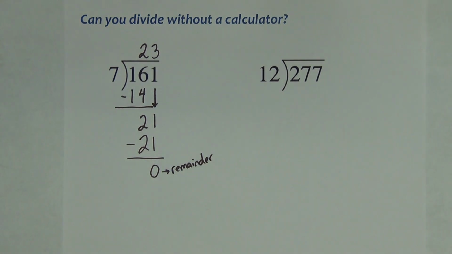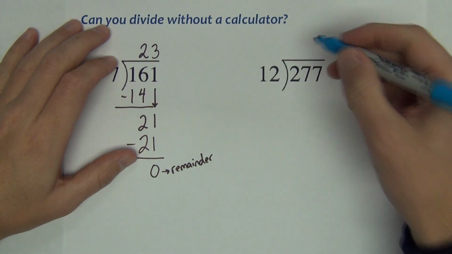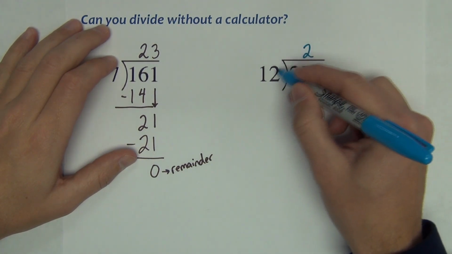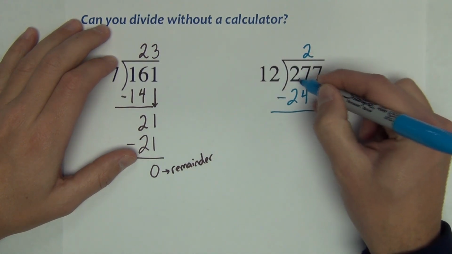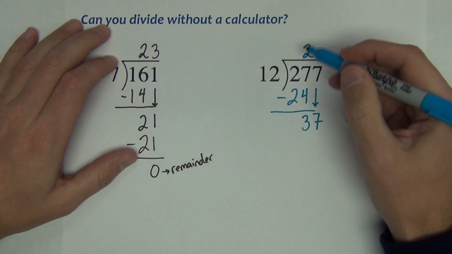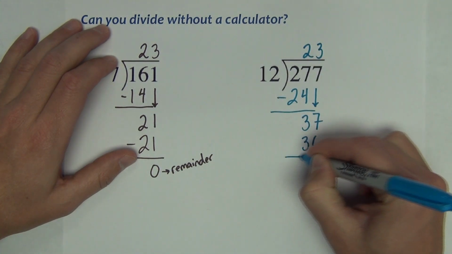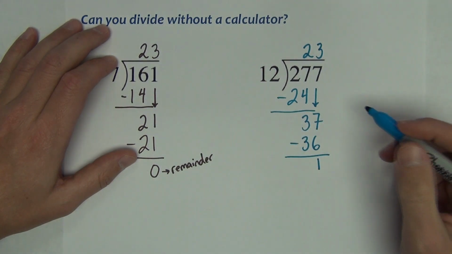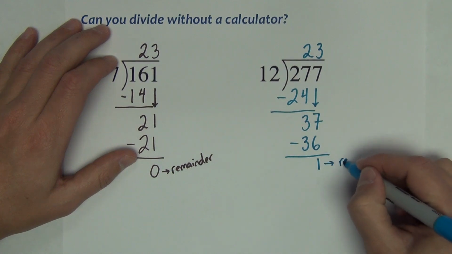Okay, what about the next one? 277 divided by 12. Well, 12 is a 2-digit number, so we take the first 2 digits here. 12 goes into 27 2 times, and then we multiply 2 times 12, we get 24. We subtract, 27 minus 24 is 3. We bring down the next number, 7. 12 goes into 37 3 times. 3 times 12 is 36. Take away, we get 1. Now there's nothing left to bring down, so the 1 represents our remainder.